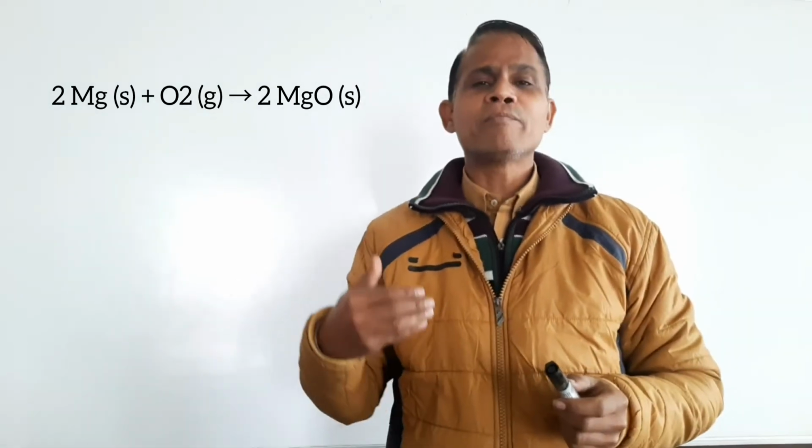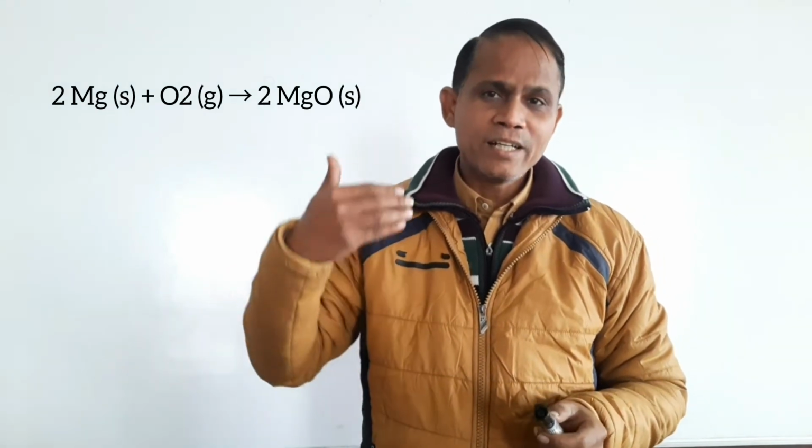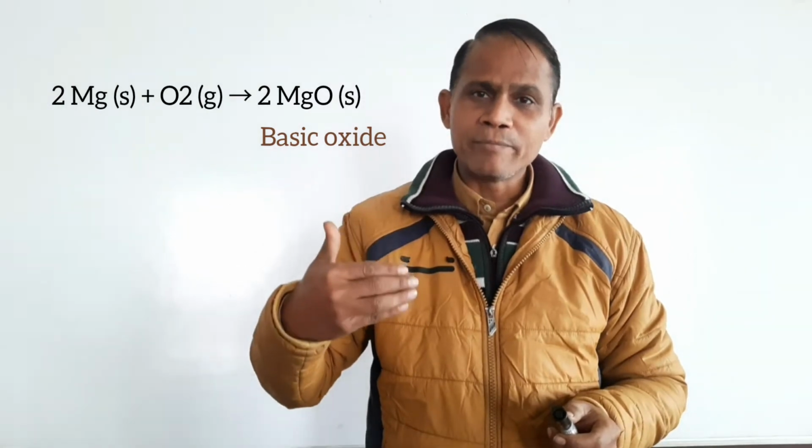You will be getting magnesium oxide, which is basic in nature. It will turn red litmus blue. So let us demonstrate this activity, student, but it will take some time, so be patient, because today it's a little bit cold weather, so maybe it takes some time. I have this magnesium ribbon, and here is the burner.